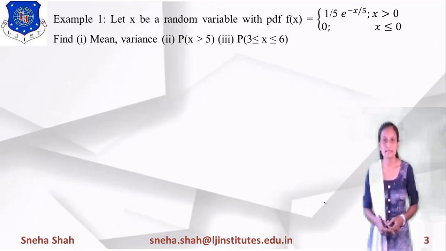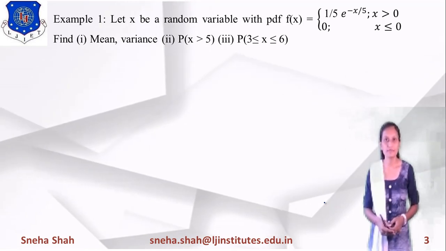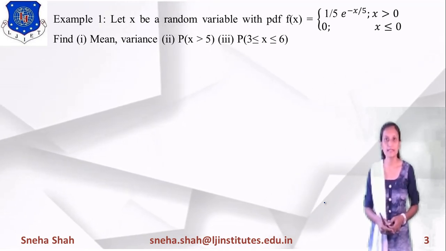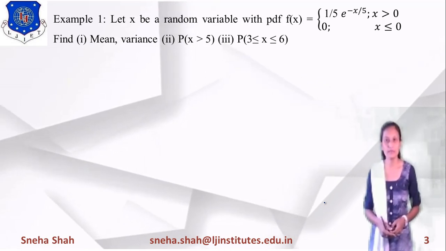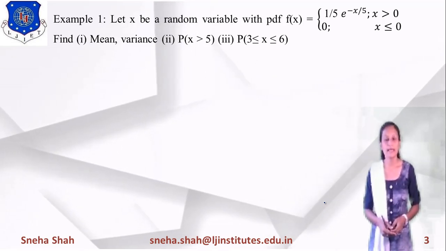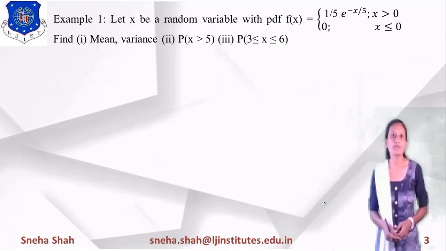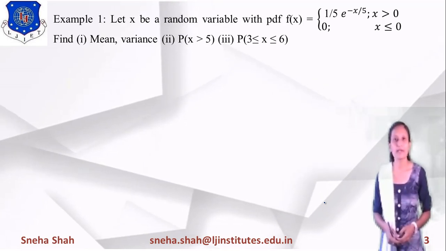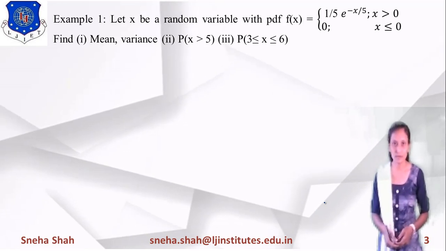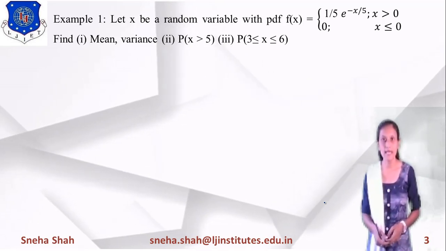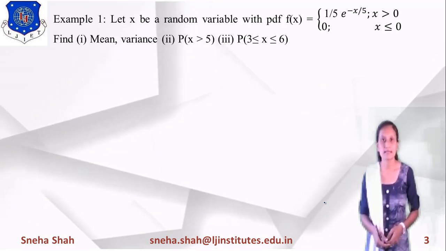So the first example is, let x be a random variable with probability density function PDF f of x equals 1 upon 5 e raised to minus x by 5 for x greater than 0, and for x less than or equal to 0, its value equals 0. For this particular PDF, we have to find its mean, variance, then the probability of x greater than 5, and then the probability of x in between 3 to 6.